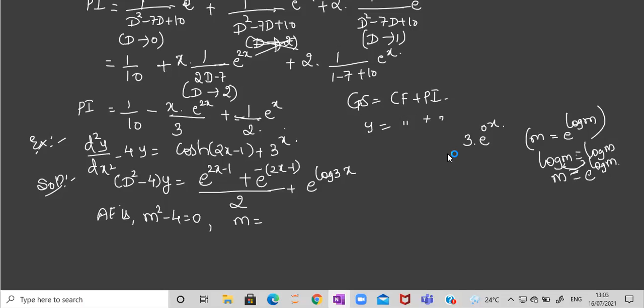See, m square is 4. M will be plus or minus root 4, which is plus or minus 2. Which type of roots do we have? Real and equal.